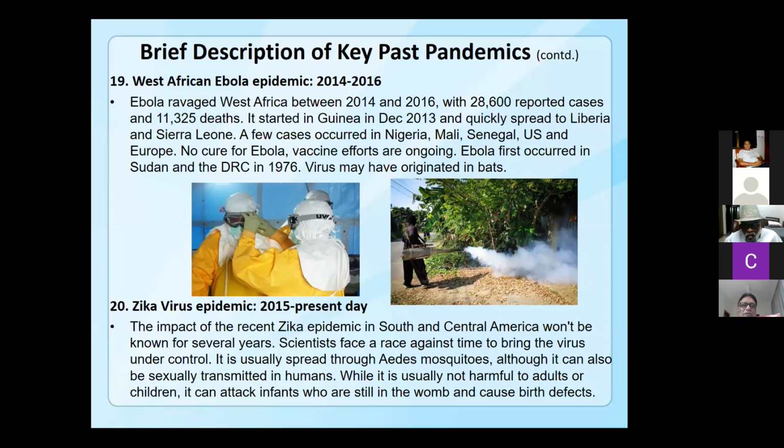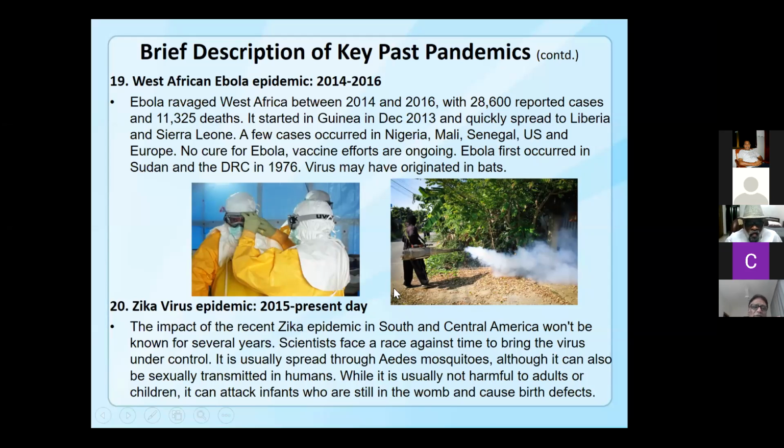As such, there's no cure for Ebola. Vaccine efforts are still ongoing. Ebola first occurred in Sudan and the DRC Congo in 1976. The virus may have originated in bats, something common with COVID-19.